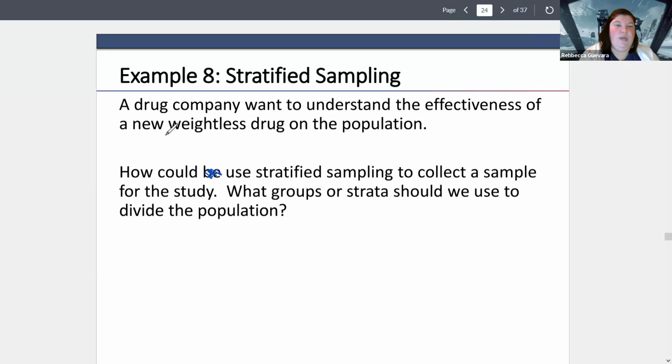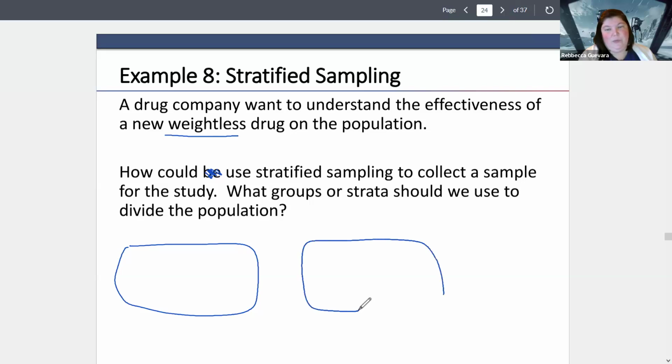So if you wanted to test weight loss and you wanted to split your population into groups, what are things that you think might have an effect on weight loss? One of the things that we know has an effect on weight loss is your sex.